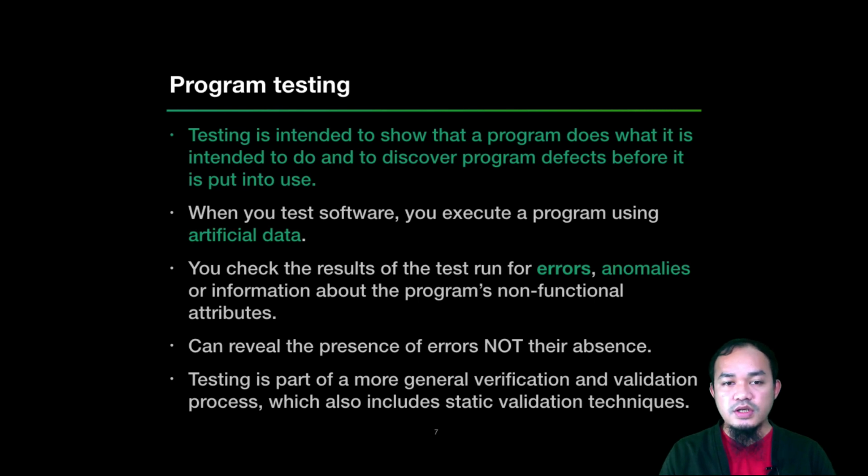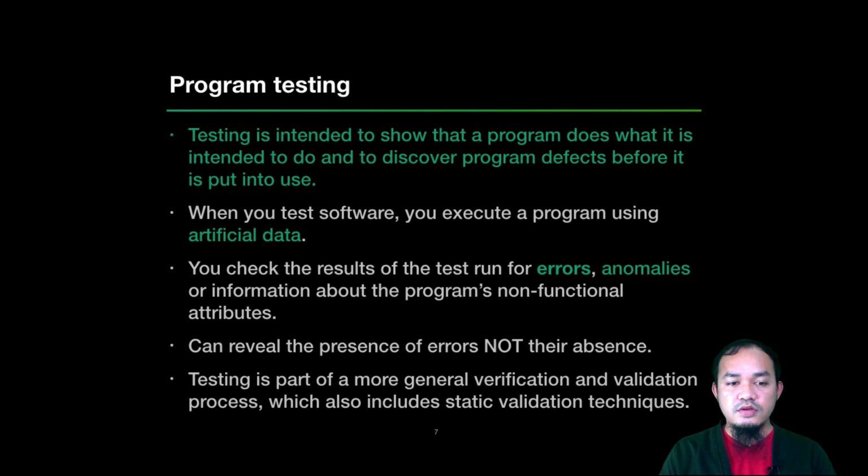When you test software, you execute a program using artificial data, because we have no real data from users, so we will use artificial made-up data to test whether our software is working correctly or not. You check the result of the test run for errors. This is the word that we are familiar with, errors, because when software is not working well according to the requirement or specification, it will show some errors. And then we have another word, anomalies. Anomalies mean abnormal things happening to our software.